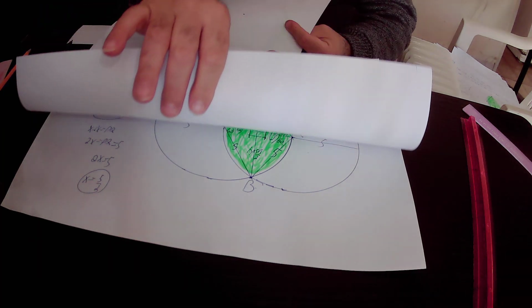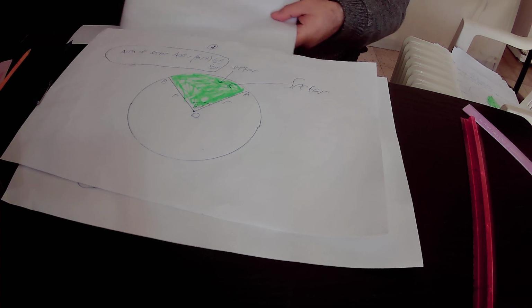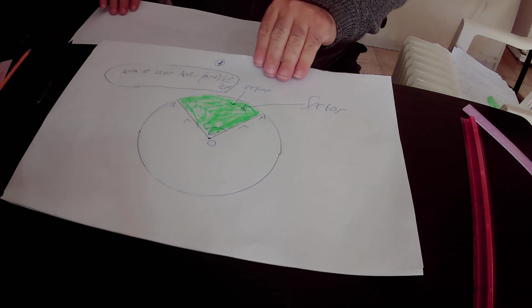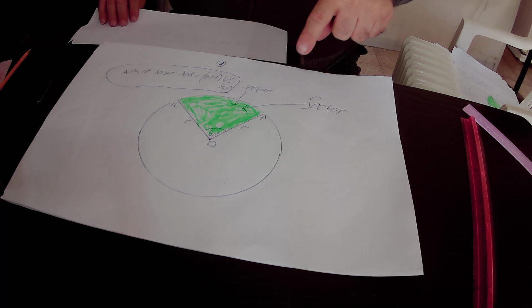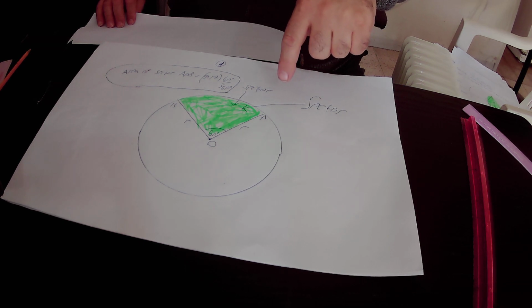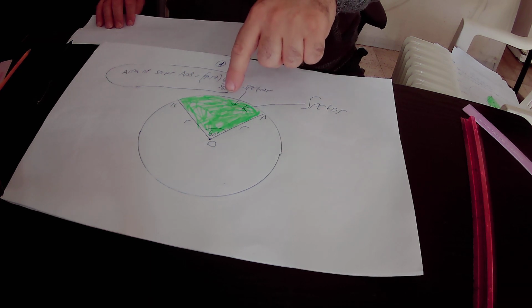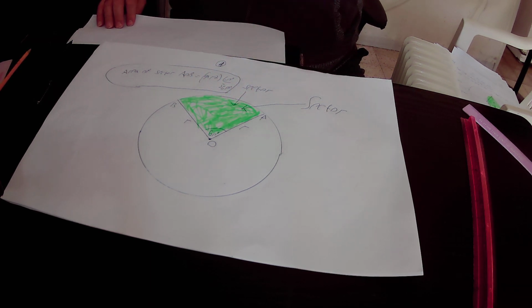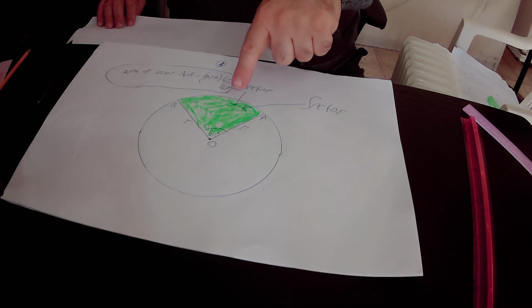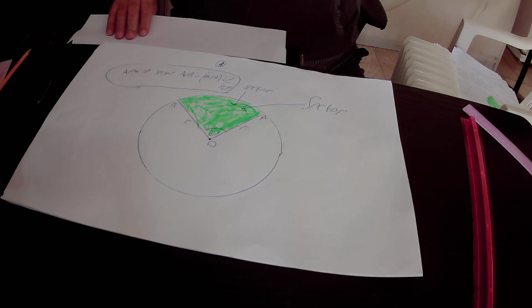So here, a sector is the area that is bounded by 2 radiuses and the arc that is included between those 2 radiuses. So the green shape is sector AOB, and the area of this sector equals pi r squared times 60 degrees over 360 degrees. Okay?